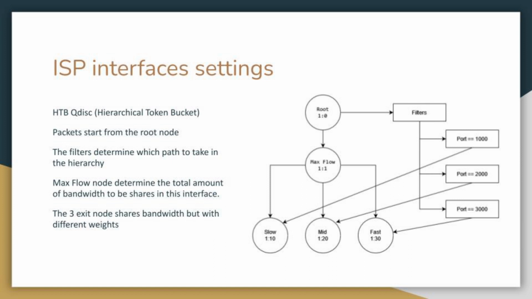Looking at the diagram, packets come from the root node. It is then classified by the filter. In our implementation, the classification is determined by its destination or source port number. All packets must go through the max flow node, which defines the total amount of bandwidth available for this interface. After that, the packet can either be in the slow, medium, or fast class. Those three nodes essentially share the total bandwidth, but with different weights, as bandwidth is more likely to be given to the fast node than the medium or slow node.